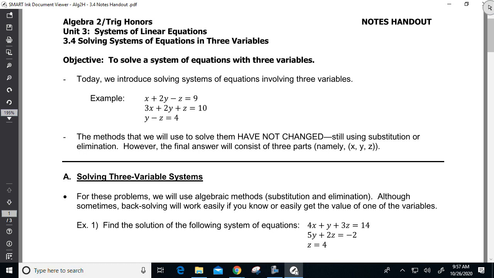As far as methods go, you're still using either substitution or elimination. However, your final answer will be written as an ordered triple. An ordered pair is two numbers, so an ordered triple is three numbers. Most of the time it's x, y, and z, or a, b, and c, but it can be whatever three letters are given.